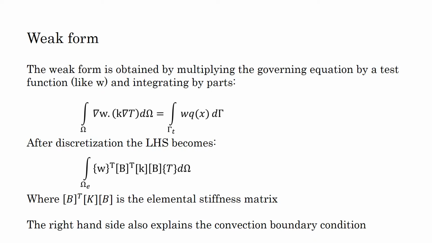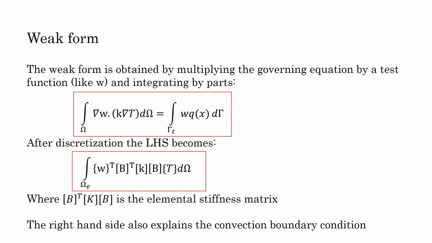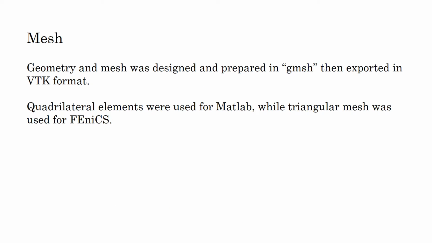So the weak form is obtained by multiplying the governing equation by a test function and then integrating it by parts. The weak form of this problem would be of this shape, and after discretizing it over each element, the left hand side will become of this form, and B transpose K B is our elemental stiffness matrix. Also, the right hand side explains the convection boundary condition for us.